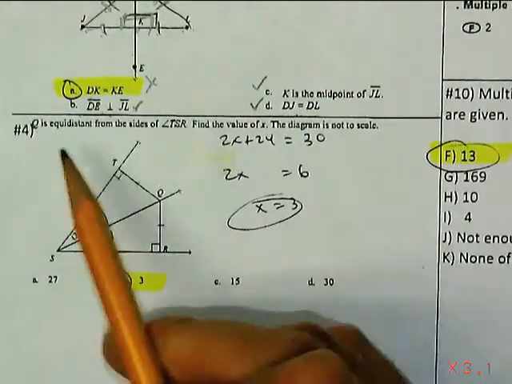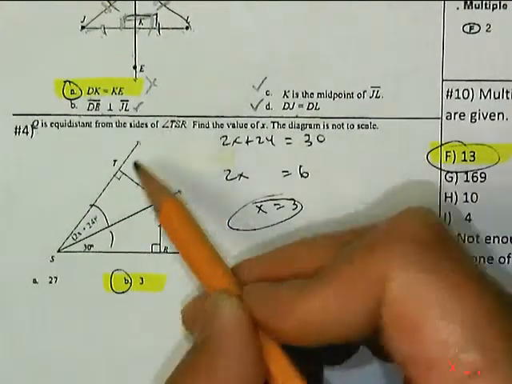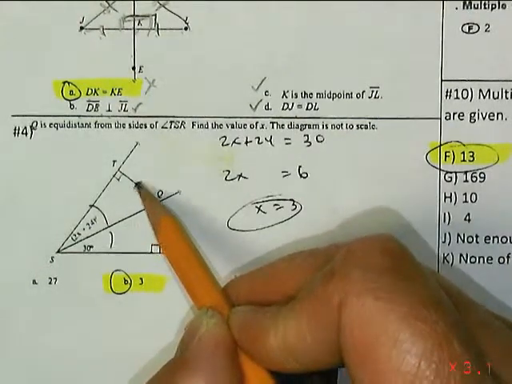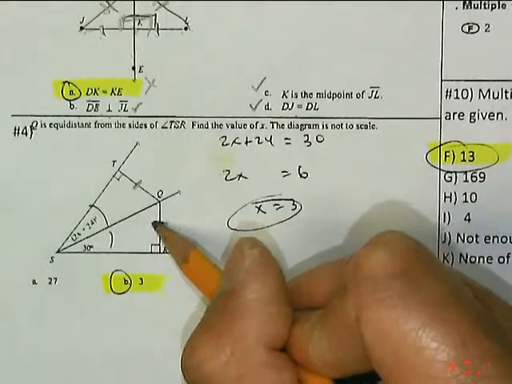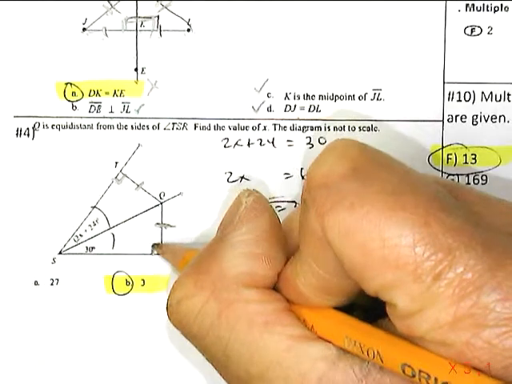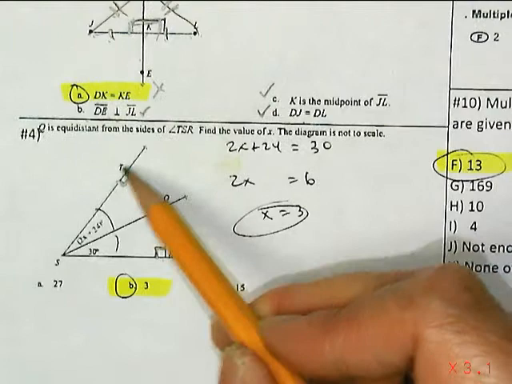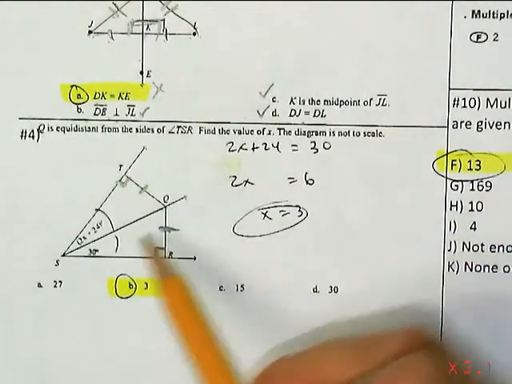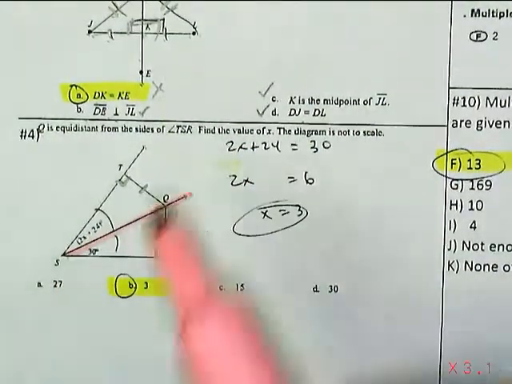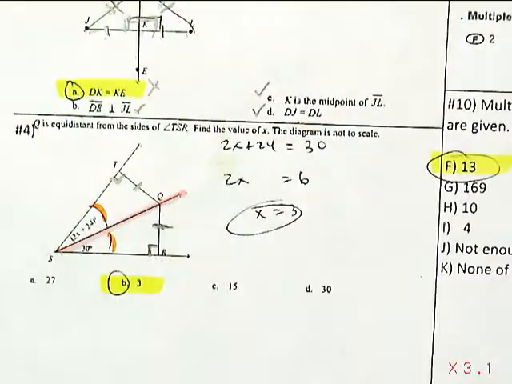Number 14. Q is equidistant from the sides of angle TSR. So here's TSR, and Q is equidistant. They already had hash marks there, but I'll just bolden them. I also noticed I have these marks here, which tells me that if Q is equidistant to the sides and it's measured perpendicularly, that means that SQ is an angle bisector. Angle bisector means that these two angles are equal to each other.